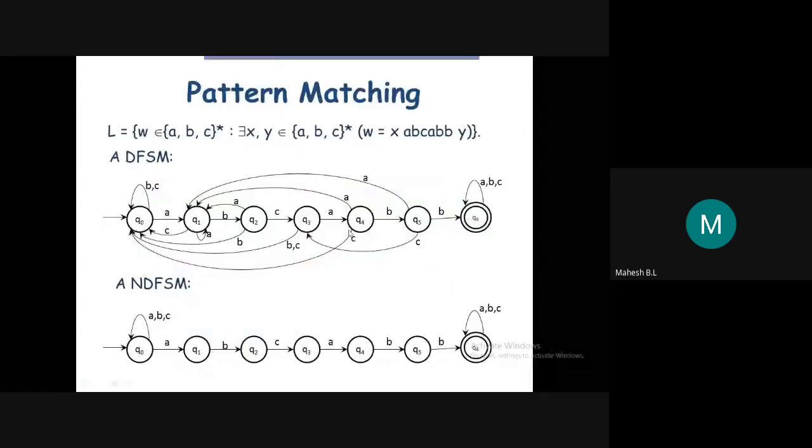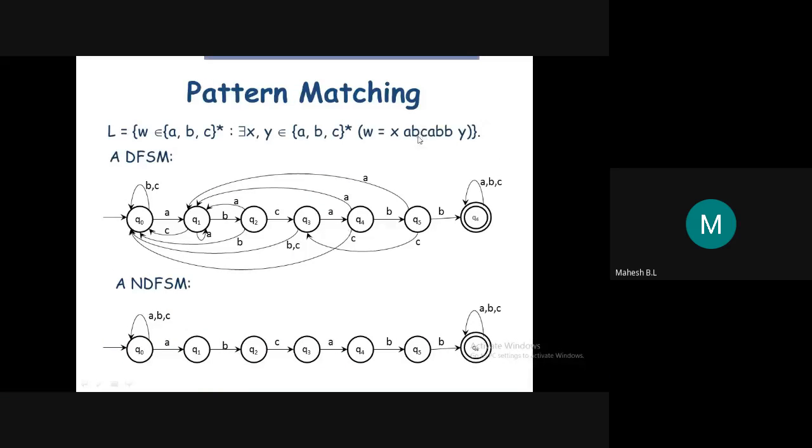The pattern matching. Okay. So see here, the language is over the alphabet {a, b, c} such that w is x abcabb y. What are x and y? They are strings composed of a, b, c in any order, any number of times. But somewhere in the string, you must have abcabb as a substring. So if the abcabb substring is there in the string, it belongs to the language. Now you concentrate on the NDFSM.